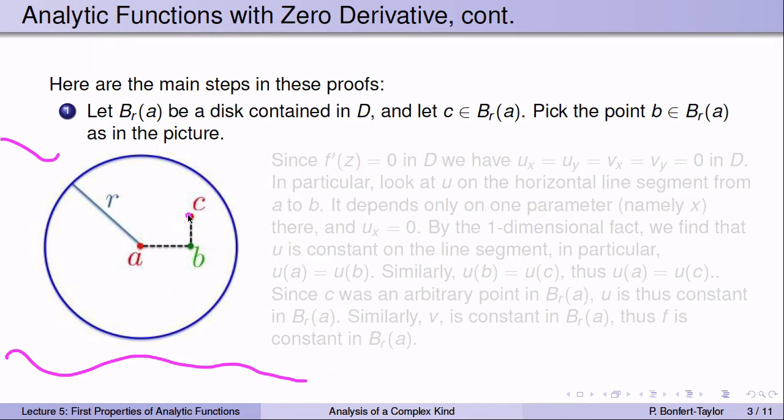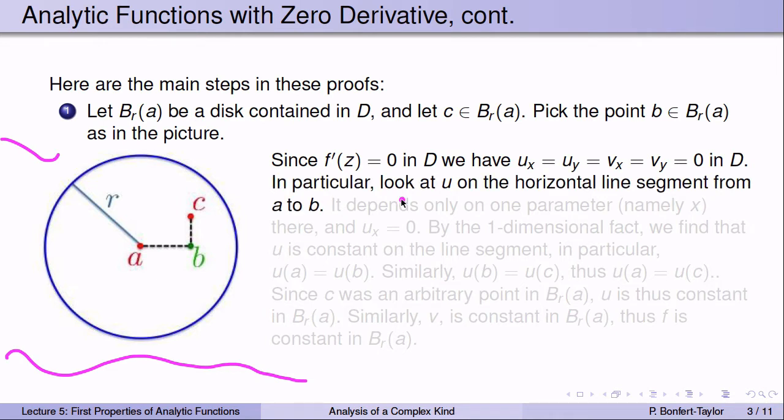Once you've picked a point C, pick a point B as in this picture. So that's on the same horizontal line as A and on the same vertical line as C. The derivative of f is 0 everywhere in D. And if you write f as u plus iv, then ux, uy, vx, and vy must be 0 in D because f prime is ux plus i vx, and the Cauchy-Riemann equations also give us that uy and vy must be 0. So in particular, let's look at the function u, the real part of f, on this line segment here. On that line segment, y doesn't change. The imaginary part doesn't change.